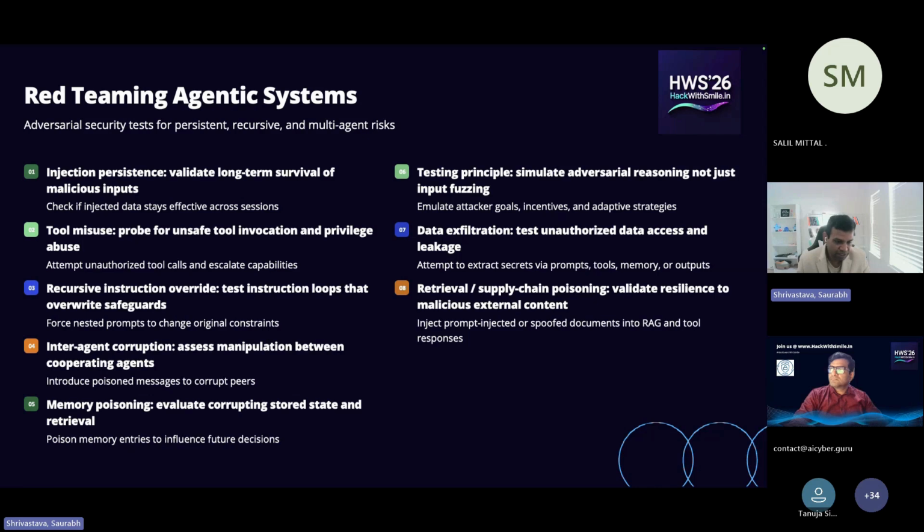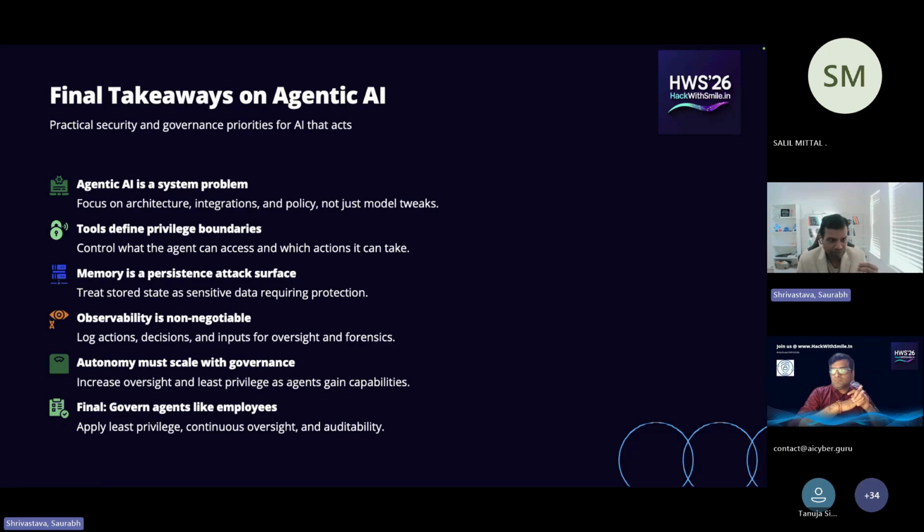The same things apply here. Have your red teaming agentic system, and these are your agents who are challenging the blue team, the good agents, and you are testing injection persistence, tool misuse, recursive instruction, when agents can go in a loop talking to each other and never come out of the decision loop, or inter-agent corruption, or memory poisoning. So all these principles you should apply.